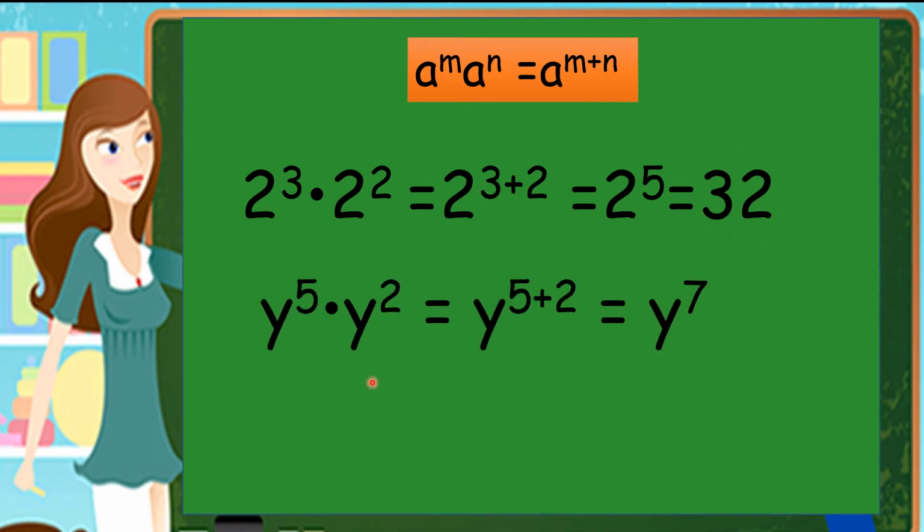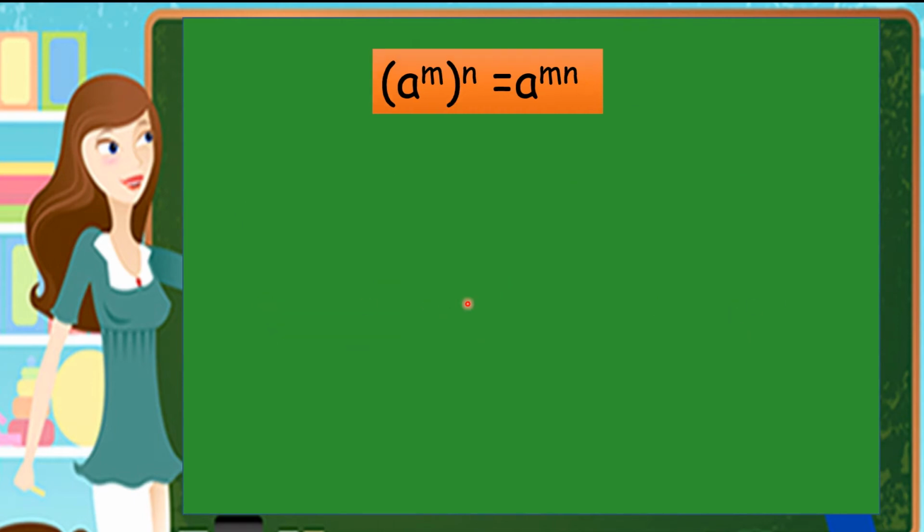So another example is y to the fifth power times y to the second power. So copy the common base which is y, and 5 plus 2, copy ang ating mga exponent at i-add ito. So 5 plus 2 is equal to 7. Kaya ang ating sagot ay y to the 7th power. So, isa pang laws of exponent ay the quantity of a raised to m, quantity raised to n, is equal to a raised to mn. So, magkaroon tayo ng example.